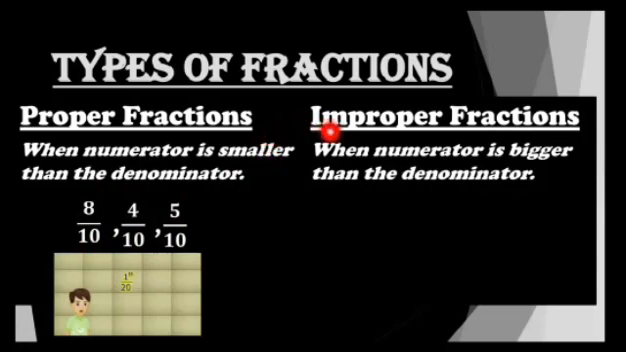Okay, then improper fractions. Improper fractions are when the numerator is bigger than the denominator. Example, 5 by 3, 14 by 8, 5 by 4. So here we can see that the numerators are bigger than the denominators. So these are examples of improper fractions.